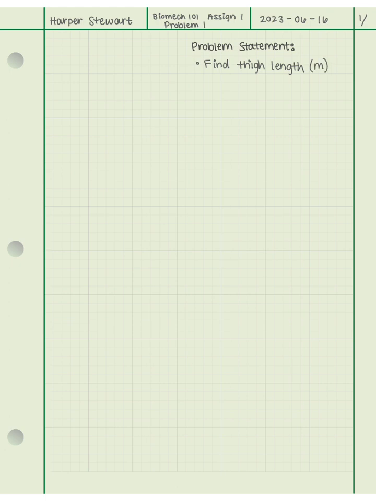We'll start by filling in our header with our name, the name of the class, the number of the assignment, and the problem number, as well as the date and the number of pages that we have in our assignment so far. Then we're ready to fill out our problem statement. For this question, our problem statement would be find this thigh length in meters. For assumptions, we're not making any assumptions, and then we can fill in our knowns, which are the x and y pixel coordinates of the hip and the knee, and also the pixel to meter ratio.